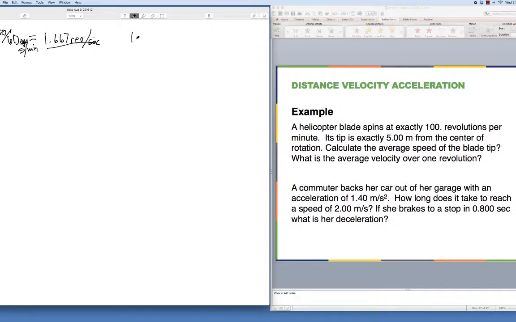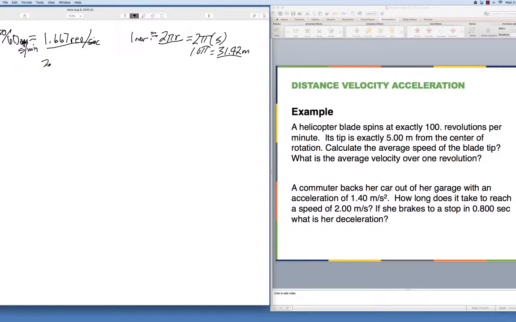Now, one revolution, as far as distance is concerned, is 2 pi r, okay? So the circumference of a circle is 2 pi r, so in this case it's going to be 2 pi times 5, because r is 5, or 10 pi, and pi is 3.14159, so that's 31.4 meters. So one revolution is 31.4 meters, okay?